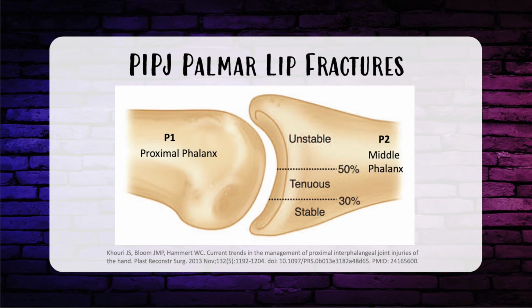So the 30-50 rule is that fractures that involve less than 30% of the joint surface are almost always stable, whereas fractures that involve more than 50% of the joint surface are usually unstable. And fractures between 30 to 50% of the joint surface are more variable and they're considered tenuous. So this is the 30-50 rule established by McElfresh. It's just focusing on the percentage of the joint surface that's involved.